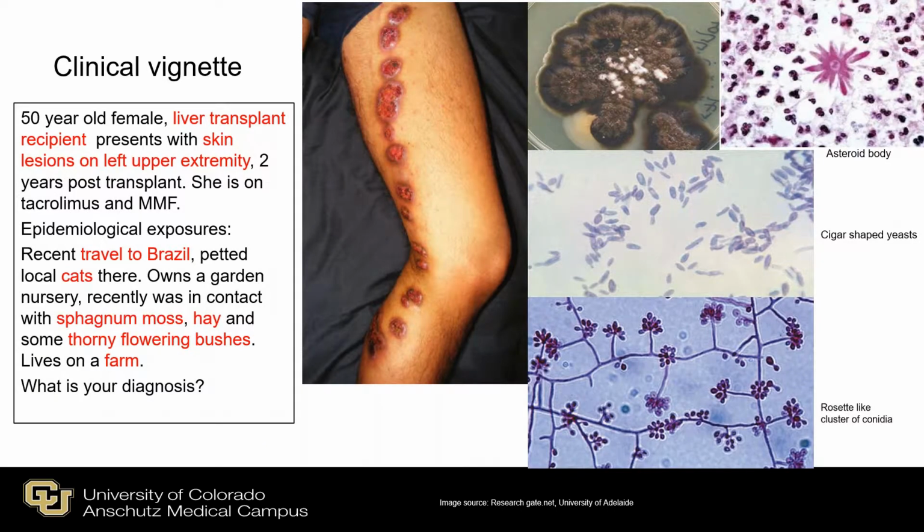Moving on, this is another dimorphic pathogen. Okay, so a 50-year-old female who's a liver transplant recipient presents with skin lesions on her left upper extremity. This is 2 years after transplant, and she had recently traveled to Brazil. She petted local stray cats there. She owns a garden nursery, has been in contact with a lot of plant matter, including moss, hay, thorny flowering bushes, rose bushes, and she lives on a farm. Let's see what's going on here.